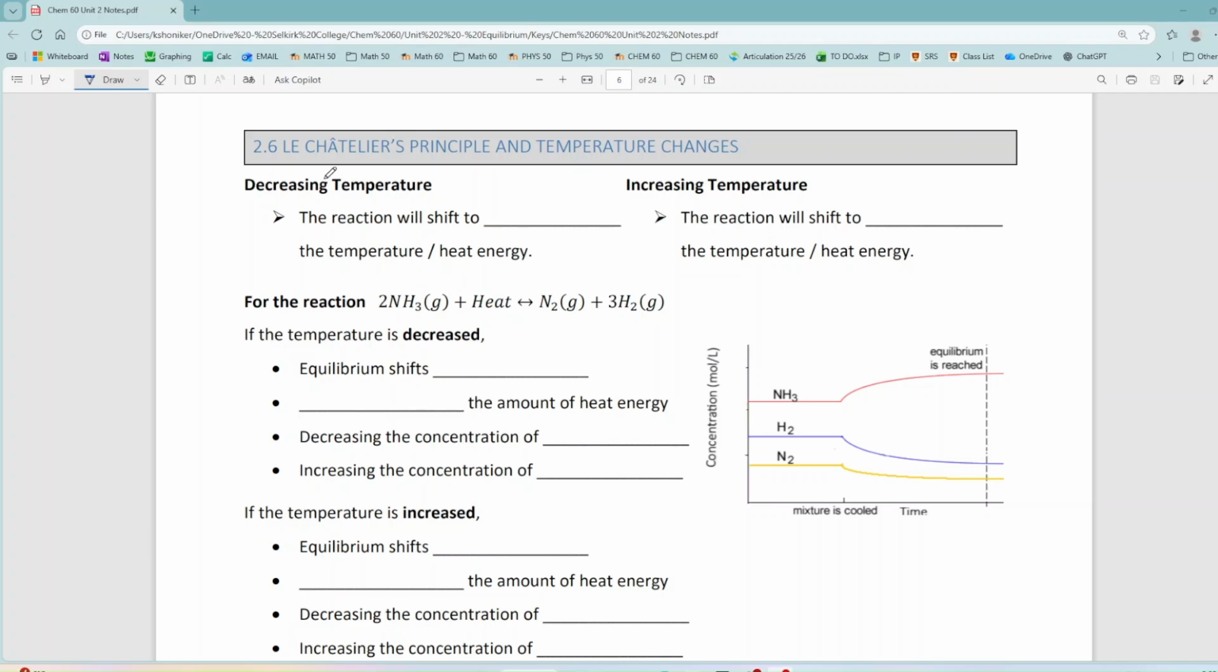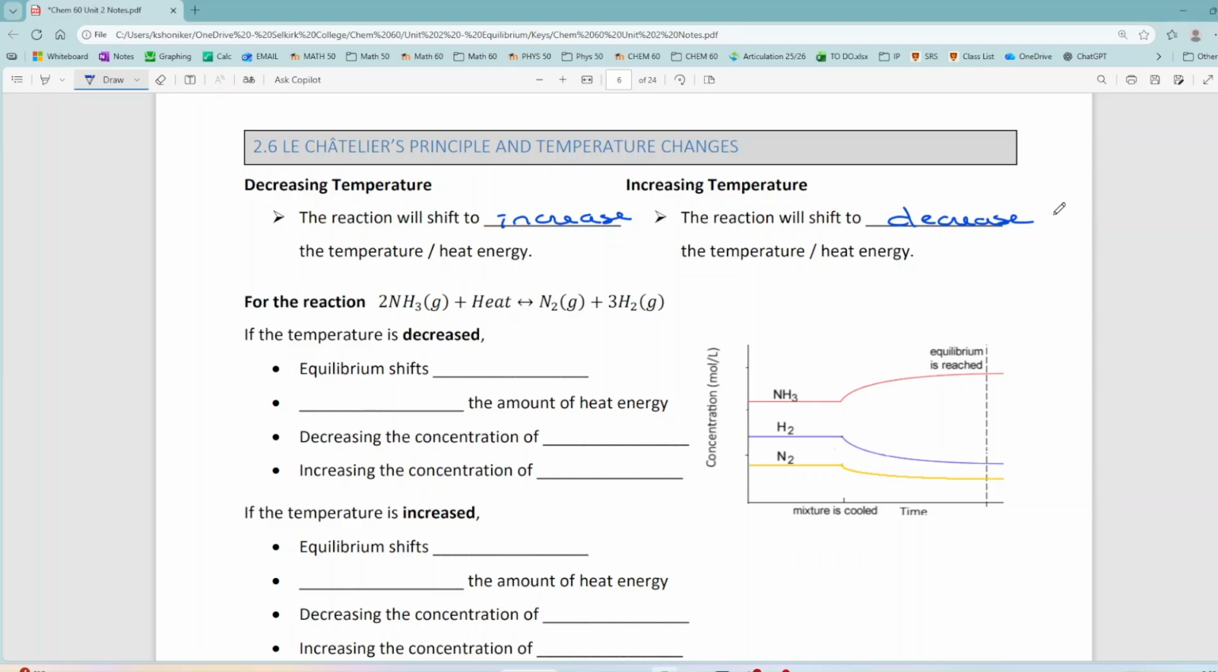Right, so we're still in Le Châtelier's principle, but now we're going to look at the effect of temperature on the equilibrium of the system. Again, the beginning sentence is very easy. If the temperature is decreased, the reaction will shift to increase the heat or the temperature of your system. If temperature is increased, the reaction will shift to decrease it, right? We always want to counteract the change.